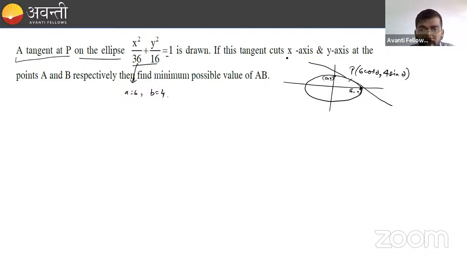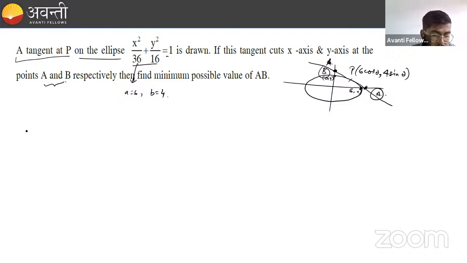Now if this tangent cuts the x-axis and y-axis at points A and B respectively, then find the minimum possible value of AB. So it is saying that this tangent cuts the x-axis and y-axis at some point. Okay, so let these points be A, sorry, for x-axis it's A, for y-axis it's B. So now we have to find the minimum value of AB, that is that distance. All right. So how will we find that?